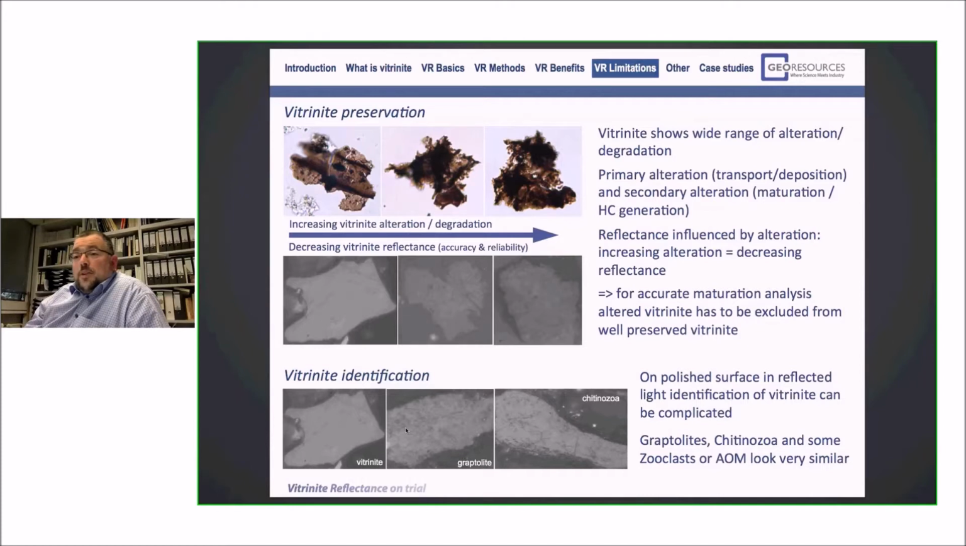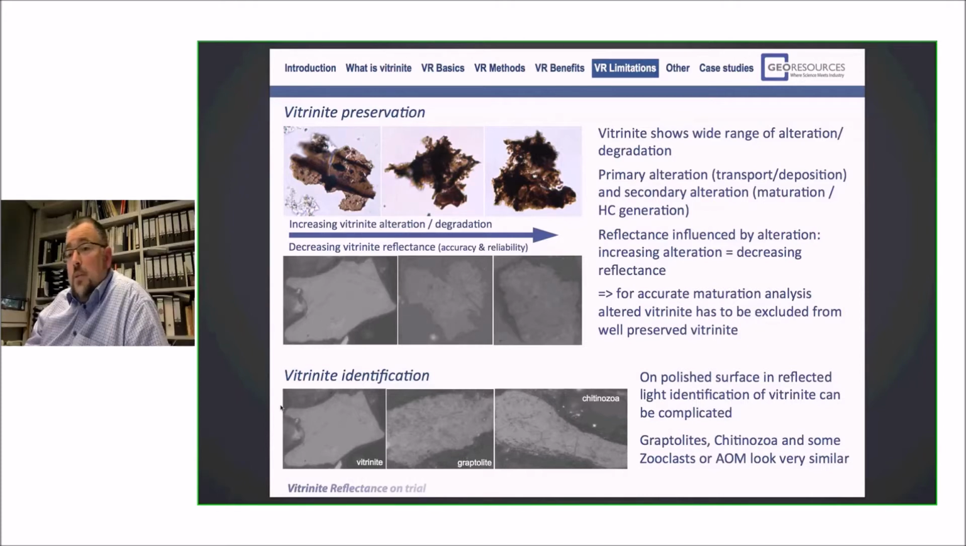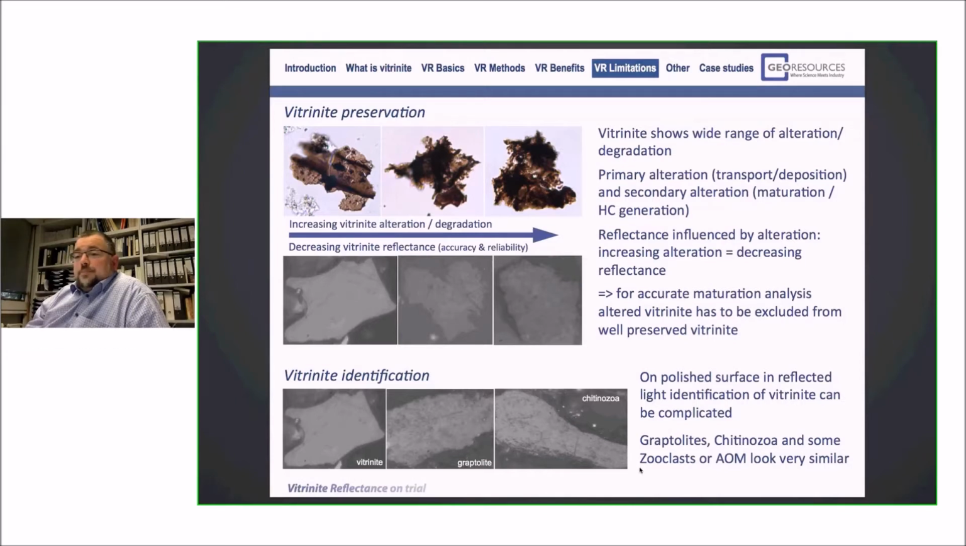It seems to be obvious that you only have to work with vitrinite and seems to be simple, but in fact it's not always that simple to really separate vitrinite from other types of organic matter. And if we mix up vitrinite with other types, then we get a certain error in our data.